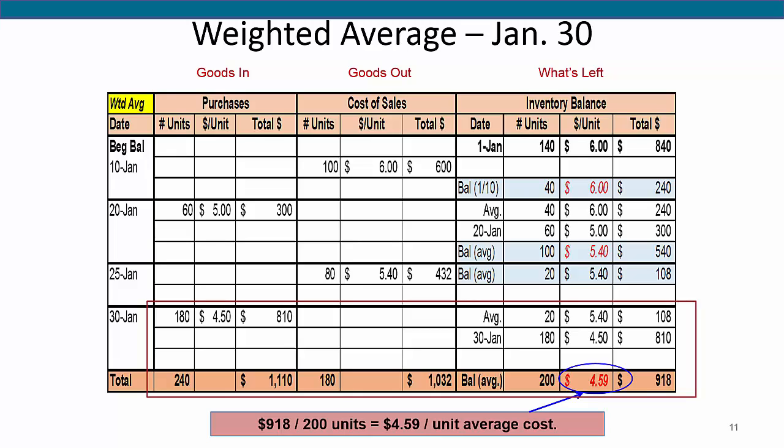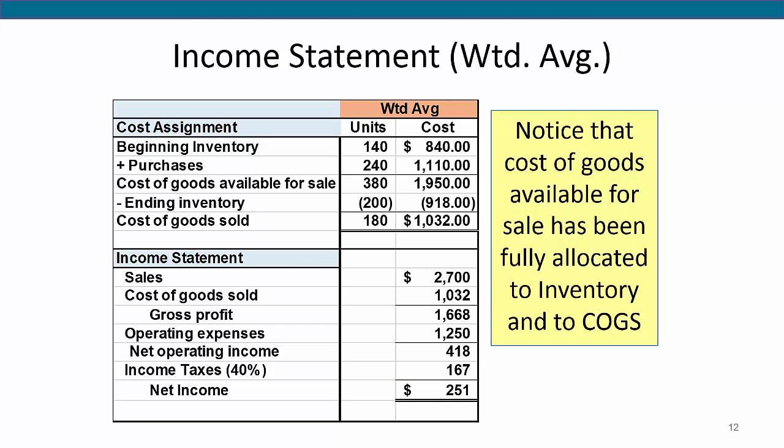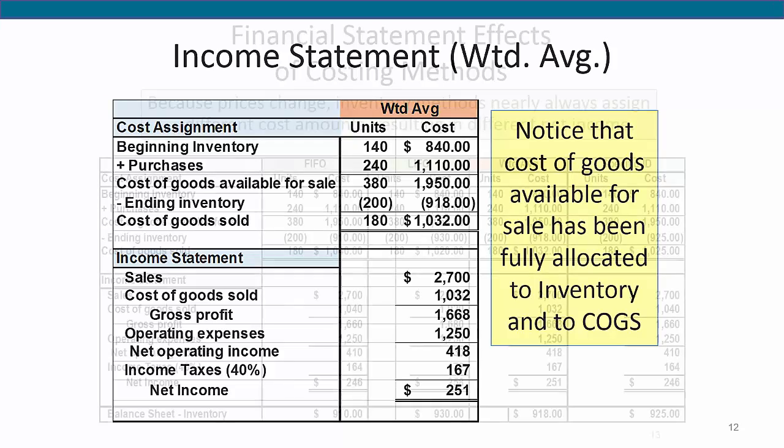Before we review the income statement on the next slide, it might be a good idea to pause this video to review the results of weighted average with LIFO and FIFO in your notes. So after cost of goods sold is deducted from sales, Laker has gross profit of $1,668. Subtracting operating expenses of $1,250 and income taxes of $167 leaves the company with net income of $251. We'll see this net income is between LIFO and FIFO net income on the summary on the next slide.